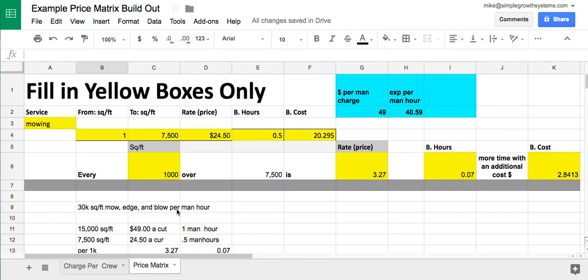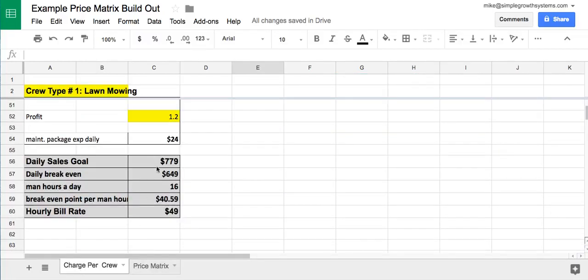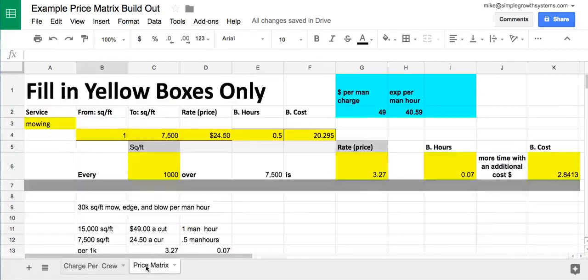This is on-site time. So we're going to say our minimum price in this example, obviously it's a bit fictitious, but for round math, it makes sense. Up to 7,500 square feet is a base price of $24.50. Its budgeted hours is 0.5 man hours and a cost of $20.29. This $49 per man hour and the $40.59 to break even came off our charge per crew worksheet right here, and it went into our matrix example.